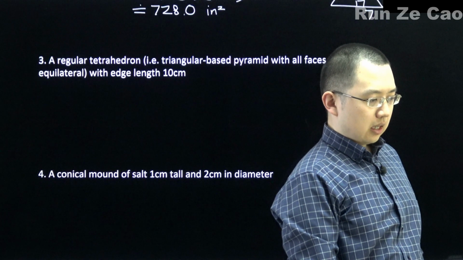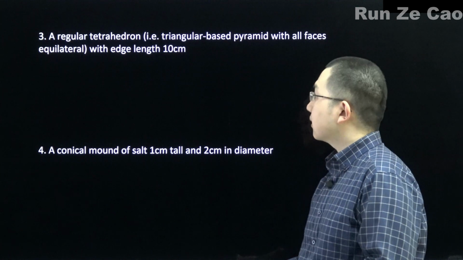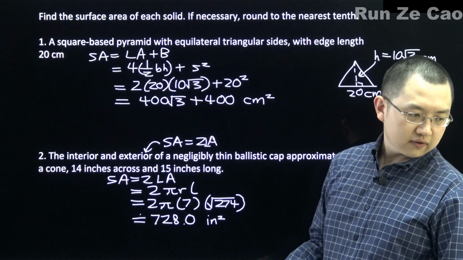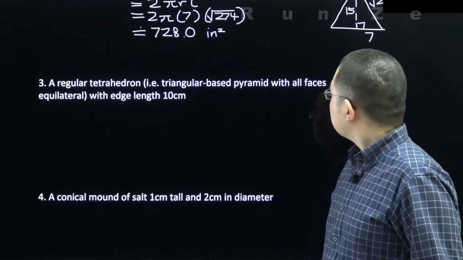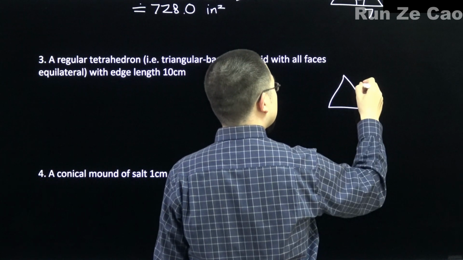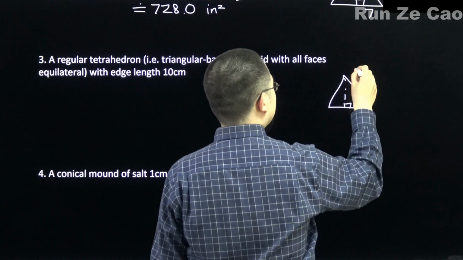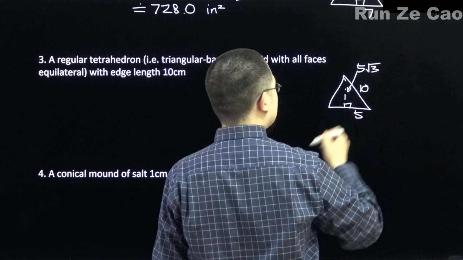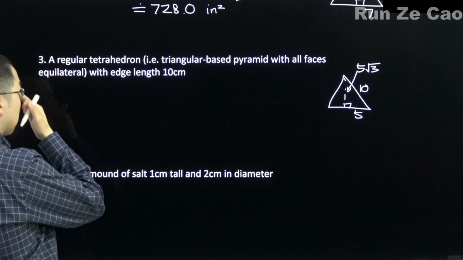Okay, that's good. A regular tetrahedron, so a triangular base pyramid with all faces equilateral, with edge length 10 centimeters. Hey guys, didn't we just find the slant height for these? Oh no, that was edge length, 20 centimeters. Well then, we just have to draw ourselves a little diagram again. So this is 10. This part is 5. Therefore, this must be 5 square root 3. The slant height is 5 square root 3.